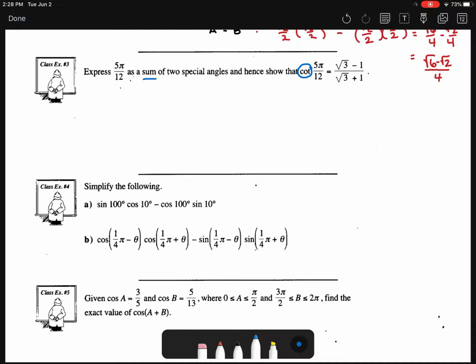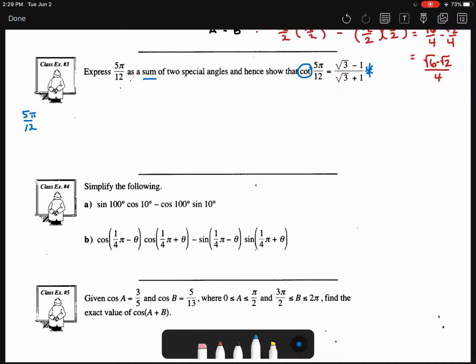Cotangent is equal to root 3 minus 1 over root 3 plus 1. I have to show that, which means when they say show that, this is what I should be ending up with at the end of the question: root 3 minus 1 over root 3 plus 1. Okay, so that's what I'm going to deal with. Now, here's what I want to figure out. And I'll just do this on the side on the left here.